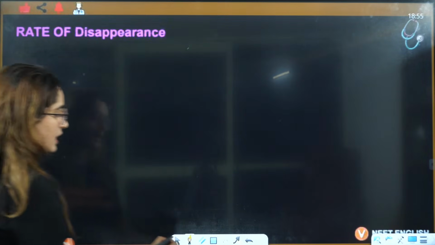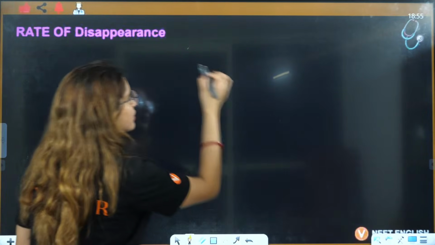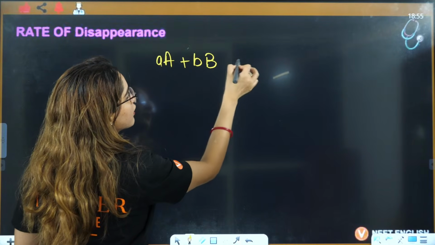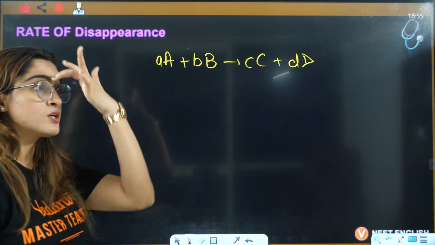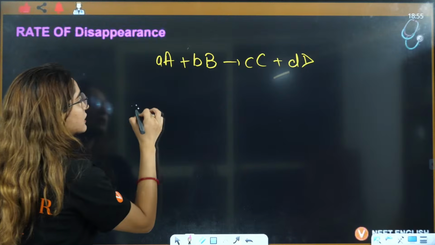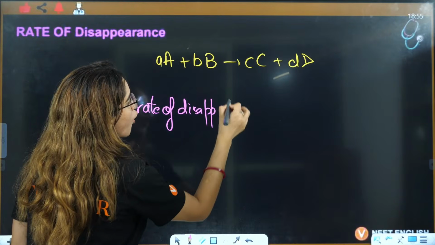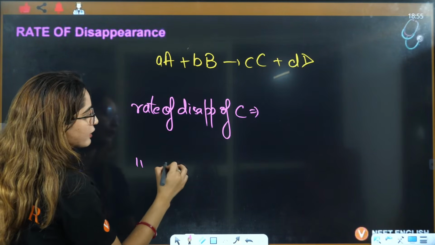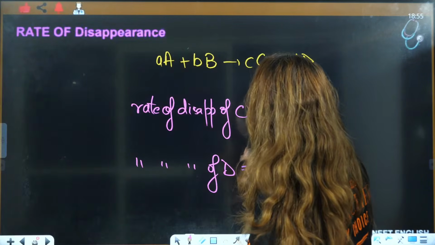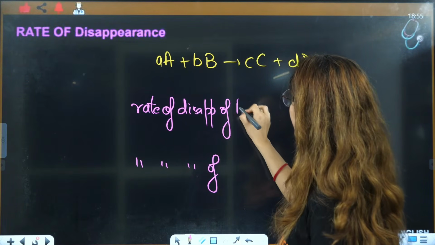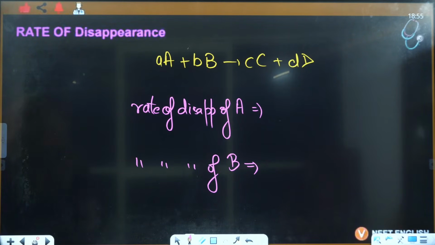Like you have appearance here. In this case also you have rate of disappearance, okay? So I'm just writing the same reaction here, aA, bB give rise to cC and dD. Now small a, b, c, d are the coefficients here, okay? So if I want to write the rate of disappearance of C, here I want to write rate of disappearance of D, right? Disappearance will be not of C and D, it will be rate of disappearance of A and B. Okay, rate of disappearance of A and B, right?